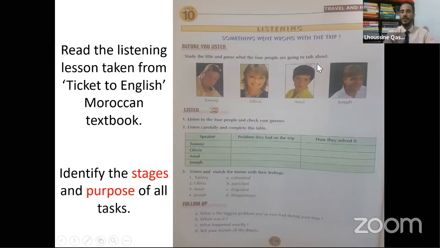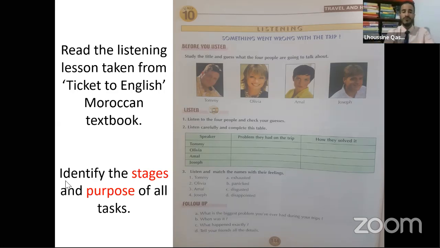Good. Now, look here. This is a Moroccan textbook. It's listening for Common Core. Common Core is the 10th grade, the first year at the high school. Now, read the listening lesson taken from Ticket to English Moroccan textbook. No, sorry, it's not the Common Core. It's the first year bac, which means the second year at the high school. The second year at the high school is Ticket to English.